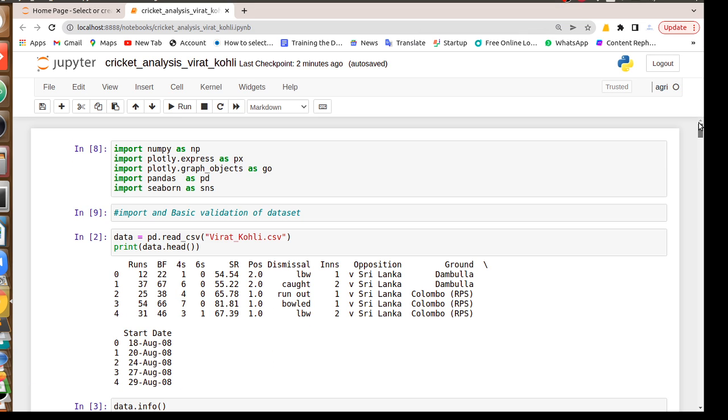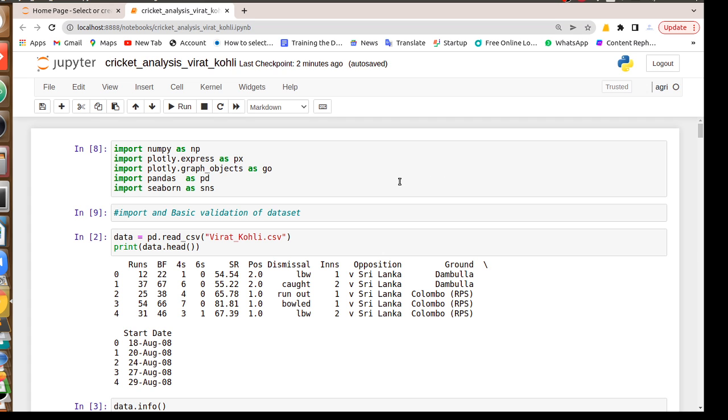Today in cricket we will concentrate on Virat Kohli's data set, which I will share with you at the end. You can contact us, otherwise I will share the link. You will get the data set, don't worry.